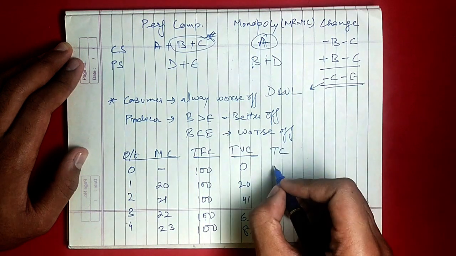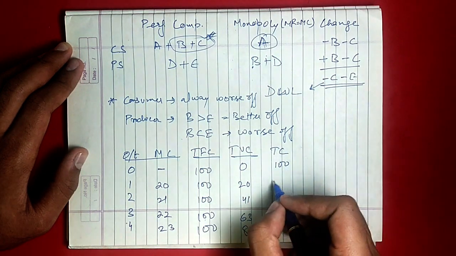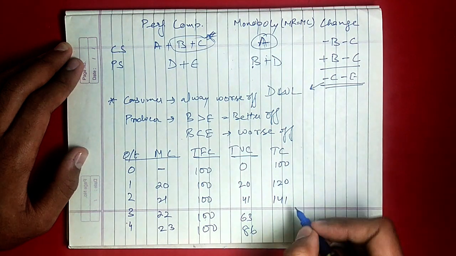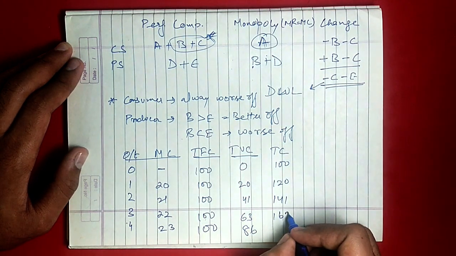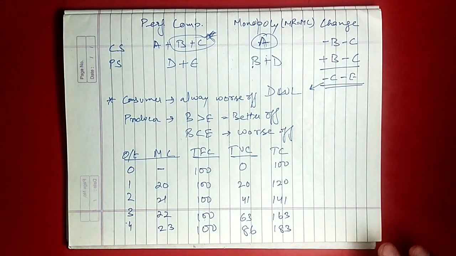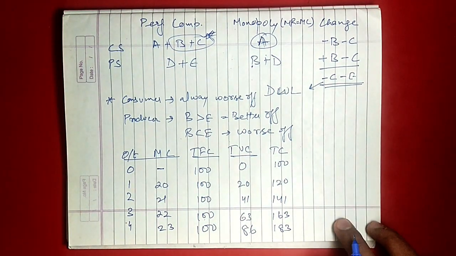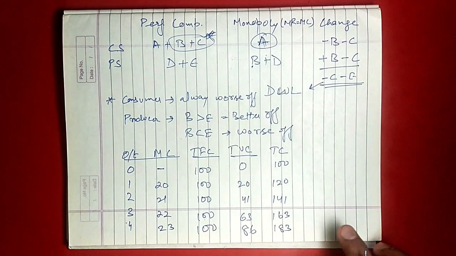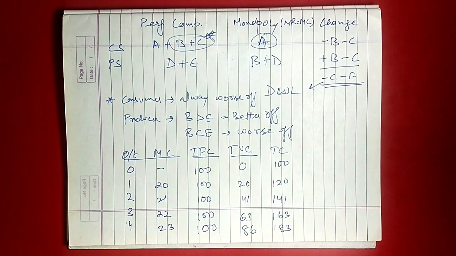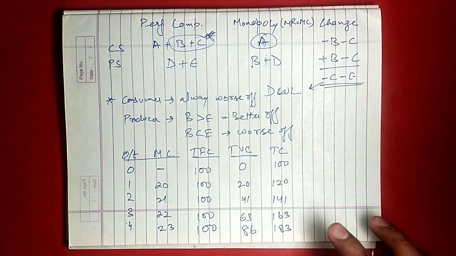Now we come to TC. 120, 141, 163, 186. So okay, this is the table. First of all, I want to tell you that producer surplus is not equal to profit. These are two different things. It will be equal to profit only when TFC is 0.